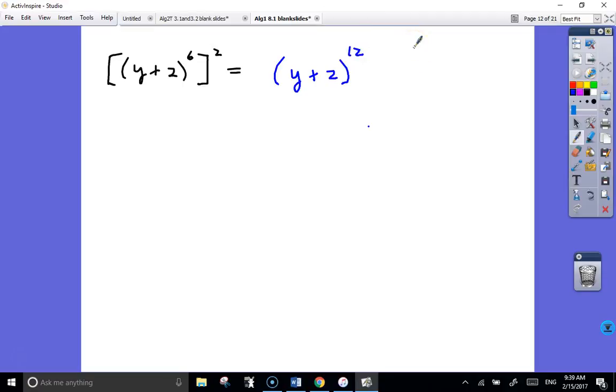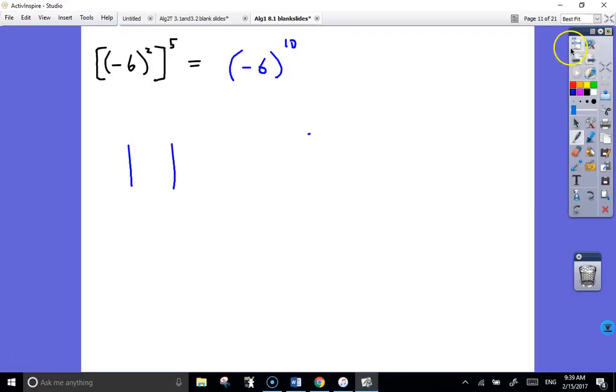Yes, absolutely. The truth is, for this negative 6, because, for example, if I don't have parentheses like negative 6 to the 10th, what that means is 6 to the 10th with a negative in front of it. So it's a negative number. But this here, you're going to take negative 6 to the 10th, and actually that turns into a positive number. So the parentheses make a difference in that case.